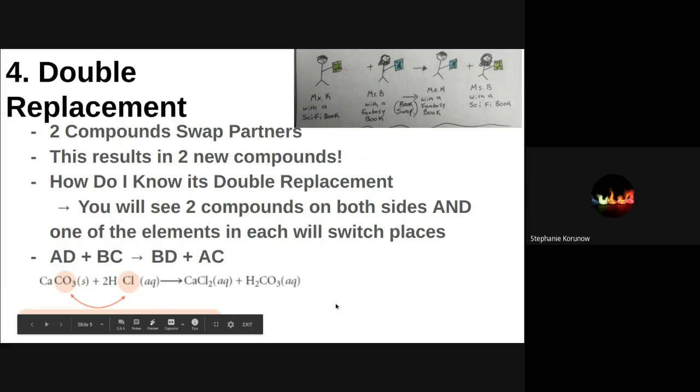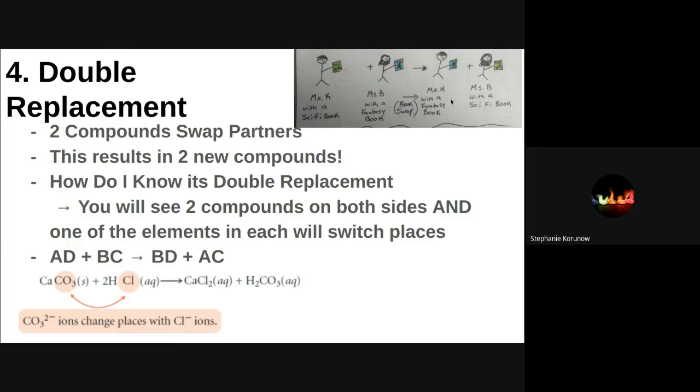So in this actual example, we can see that calcium and hydrogen are switching their partners. So this little carbonate ion and chlorine swap sides. So now calcium is with chlorine and hydrogen is with the carbonate. Or in my little comic up here, you can see that I have Mix K, me. I have a sci-fi book, and my partner, Miss Baker, Miss B, has a fantasy book.